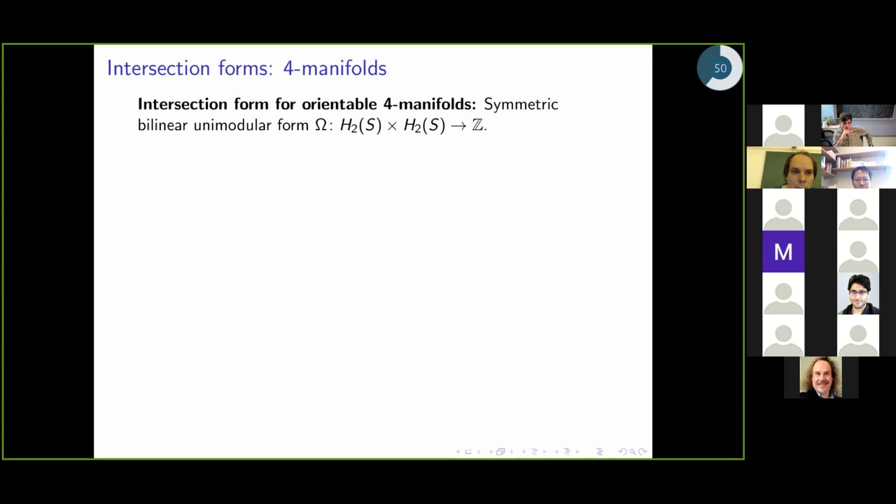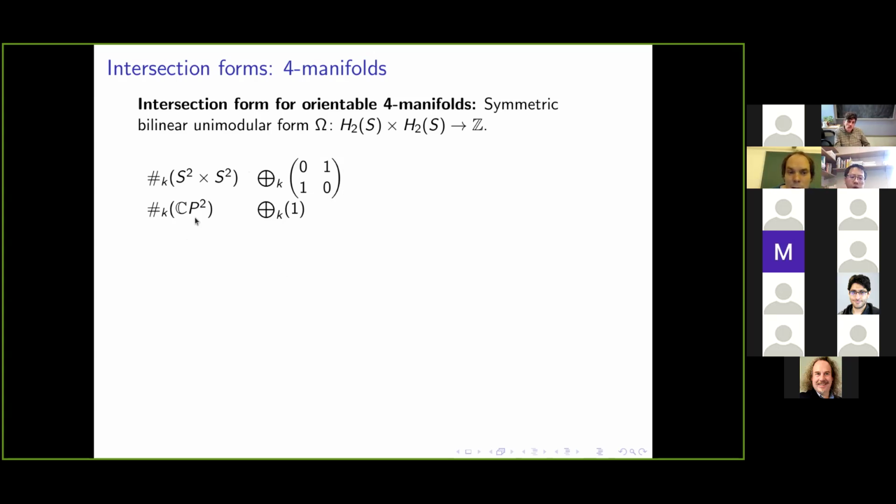And now, if I want to talk about the intersection form for manifolds, they are completely analogous. It's a bilinear unimodular form, but this time it is symmetric. This somehow comes from the orientation considerations. But actually the forms are essentially the same as in the case of surfaces. For the connected sum of S2 times S2, I am getting a direct sum of anti-diagonal matrices. And for the connected sum of CP2s, I am getting a diagonal matrix.